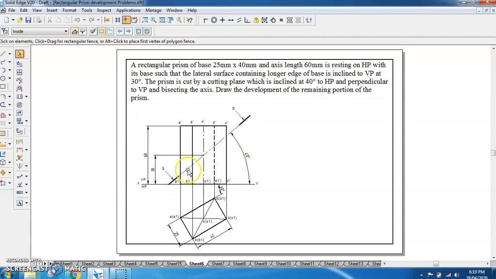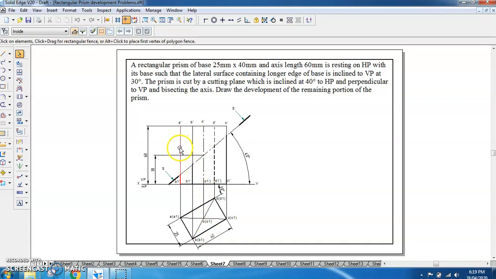Cutting plane line representation we had seen in the earlier class. So you have to represent it by a chain line, and the ends should be thick with arrowheads, with the name of the cutting plane as SS. Once we do this, we can go to the next step.